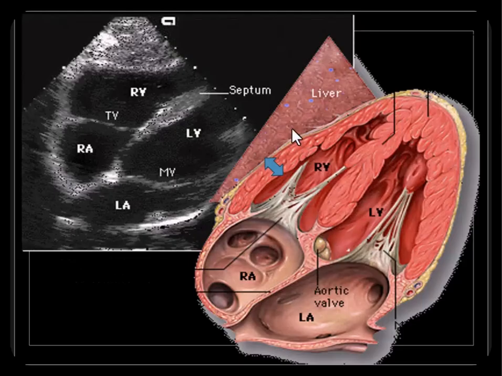So this is the area that we're measuring. You'll see the right ventricular free wall will be up adjacent to the border of the liver, and we're measuring the thickness, making sure not to include any of the valvular apparatus in our measurement.